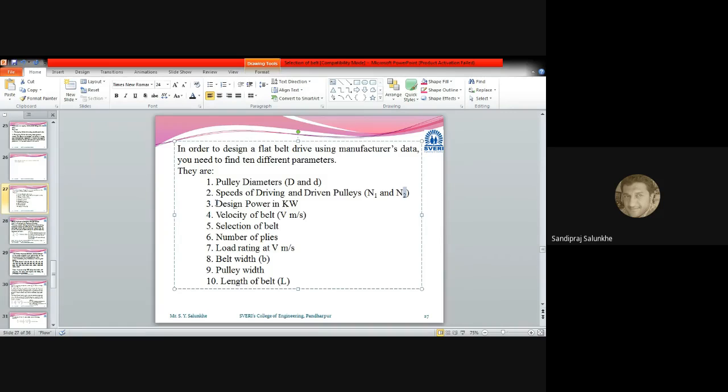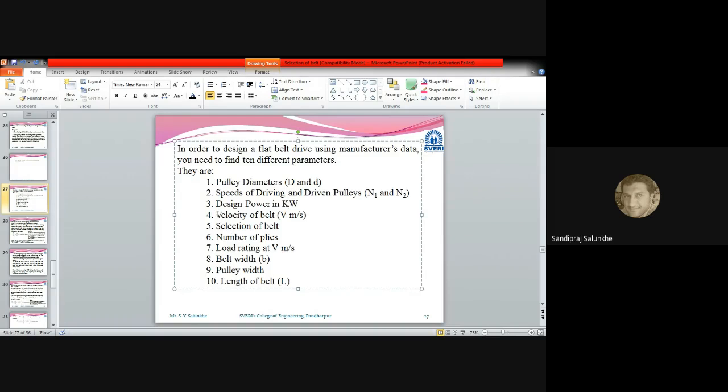Then third step is design power in kilowatt, that is, we are going to calculate the power which we want to transmit in kilowatt only. If it is given in watt, then we have to convert it into kilowatt, no doubt. Or if it is given in some other unit, we have to convert it into kilowatt.